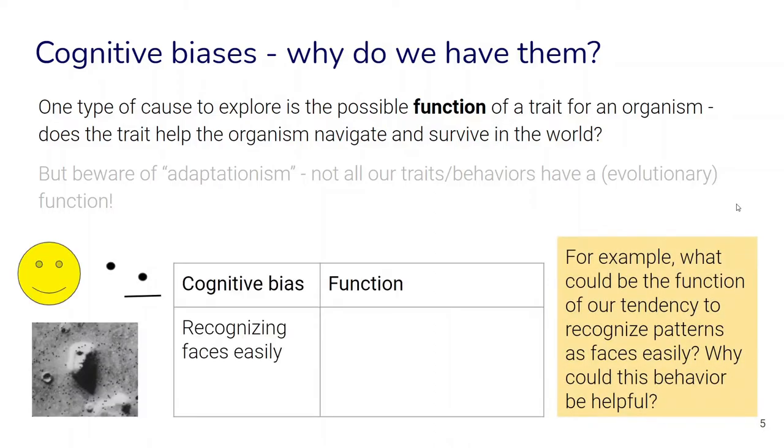Let's look at the example of this face recognition that we saw in the optical illusion earlier. So it's our tendency that we recognize faces very easily. That's also why we have all these smiley faces. And really just two dots and a line, more or less, we immediately interpret as a face.